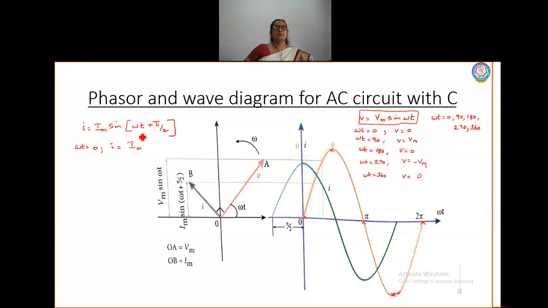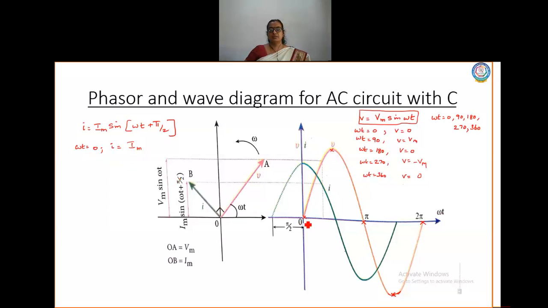So here you should substitute the value and then add plus 90. But here it is not like that. You directly just substitute the value and just plotted the point. But here it is not the case. You need to add plus 90 to that, and then only you have to find the value of sine. So I is equal to Im here for omega t 0.